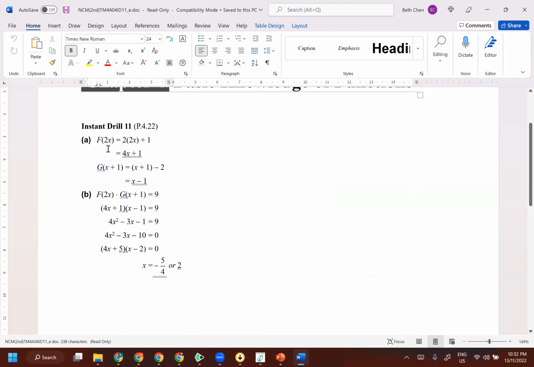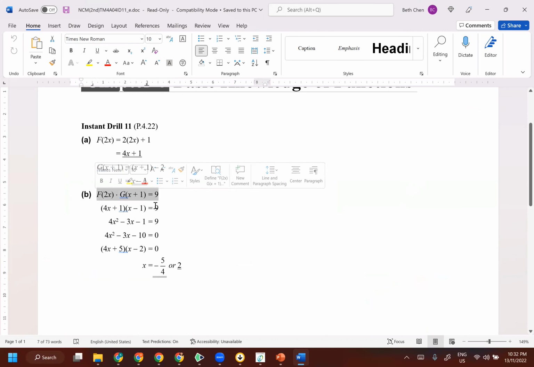F of 2x is a new function. It's equal to 4x plus 1. G of x plus 1 is a new function. It's equal to x minus 1. F of 2x times g of x plus 1 is equal to 9. This one is an equation. You put the two new functions inside. You have an equation you need to solve. And then you have the final answer, negative 5 over 4 or 2.